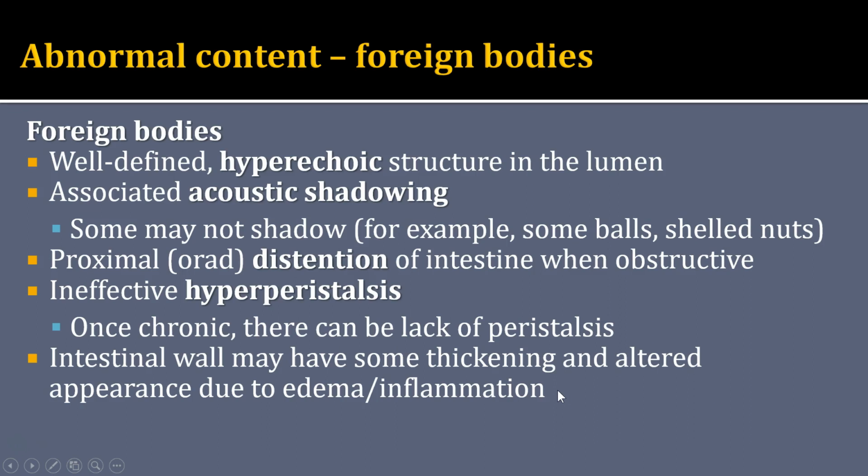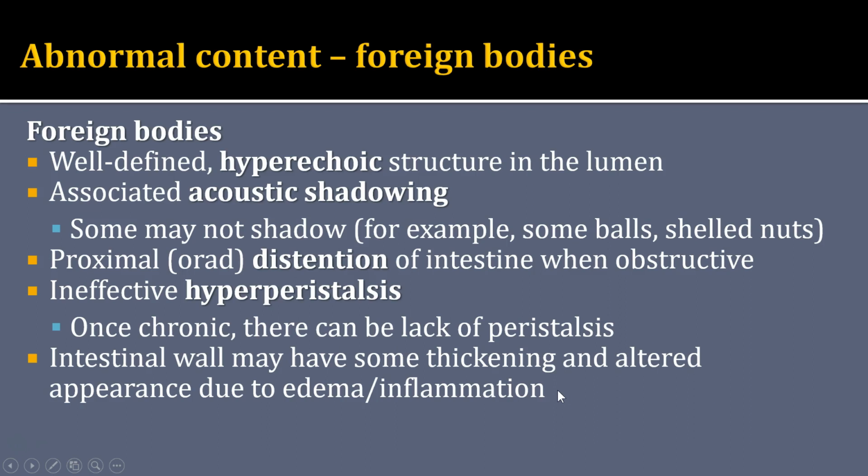When we identify a foreign body, most often they are very well-defined, hyperechoic interfaces within the lumen of the intestine. And most foreign bodies will have associated acoustic shadowing. So a very bright interface and then pretty much immediate and usually very clear acoustic shadowing, so very discrete shadowing. A few types of foreign bodies like superballs or shelled nuts may not shadow, so they may have an atypical appearance. If the foreign body is obstructive, we can look for signs of mechanical ileus, so we would see proximal or orad distension of the lumen of the intestine.